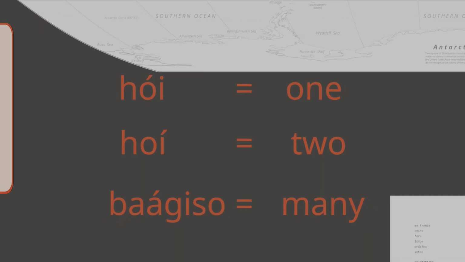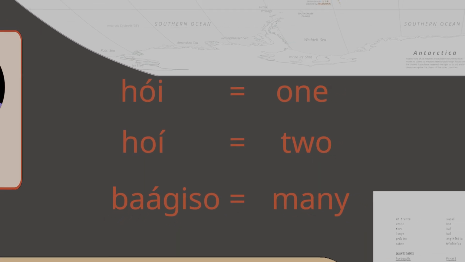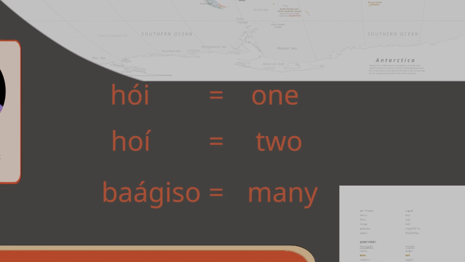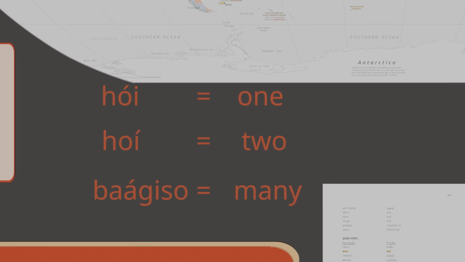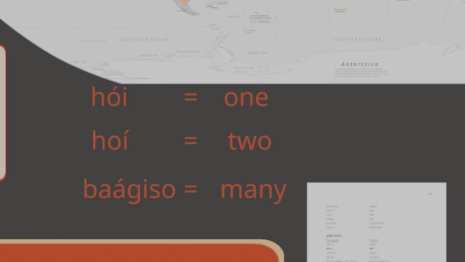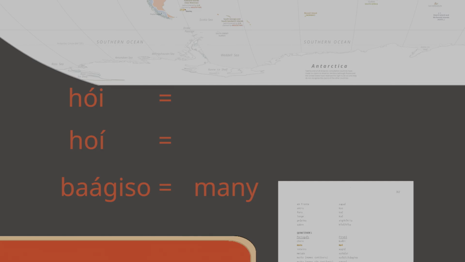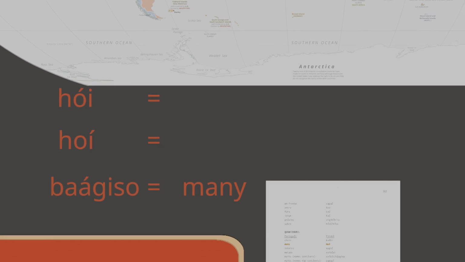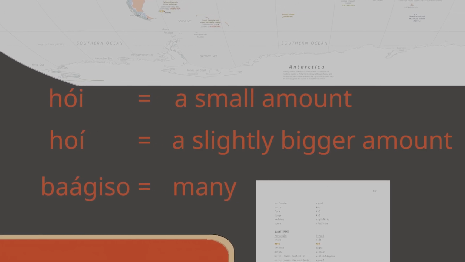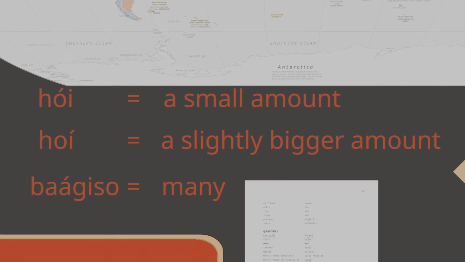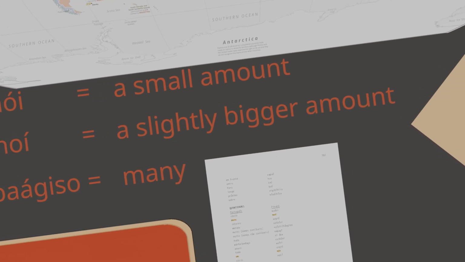And this would make Pirahã what is sometimes called a one-to-many language, meaning it has a word for 1, a word for 2, and a word for many. But that's about it. But over time, Everett came to believe that hue and hue never actually meant 1 and 2. What they meant was something more like a small amount and a slightly bigger amount. If he was right about that, then that would mean that Pirahã had no number words at all. It would be the first documented case of a language without numbers.